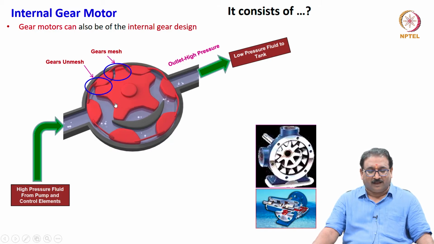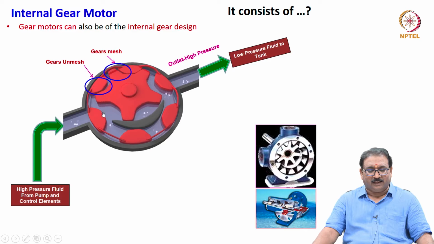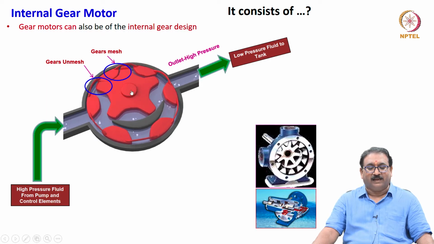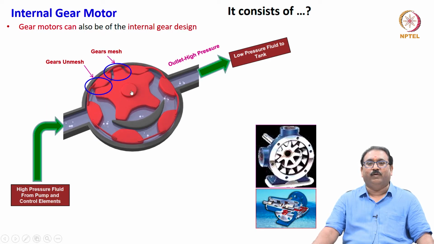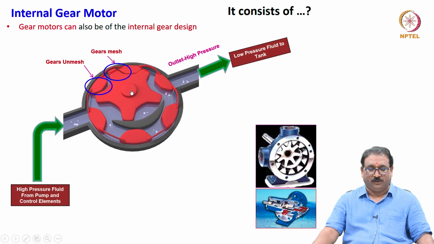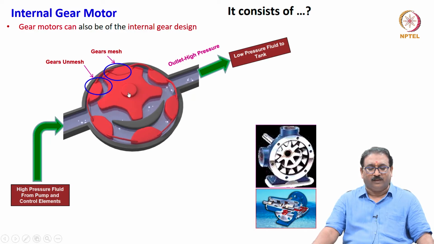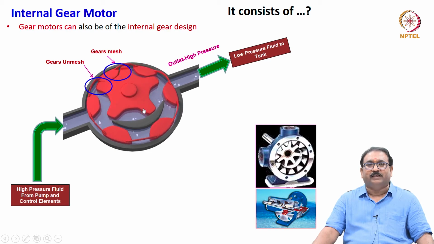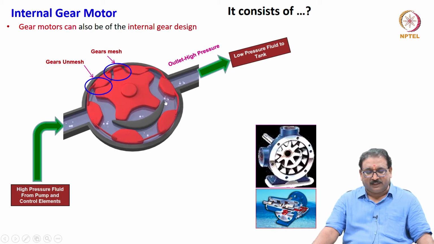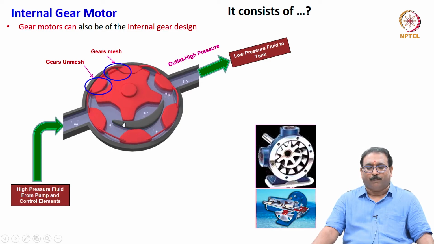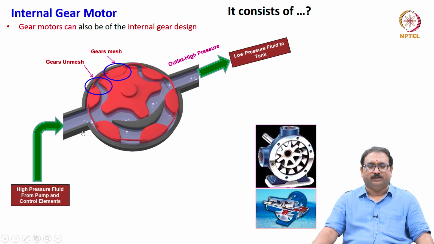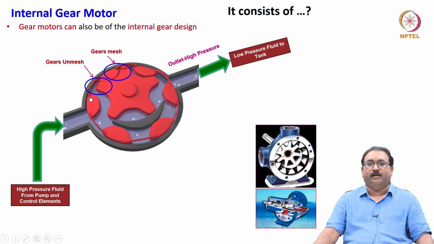As usual, two gears are here, one with external teeth, another with internal teeth. Both axes are offset. The internal one is connected to the shaft, where we require the torque and speed. When they are located offset, to make the positive seal, there is a crescent shaped divider which will separate the outlet from the inlet. This is one of the important features in the gear motors.